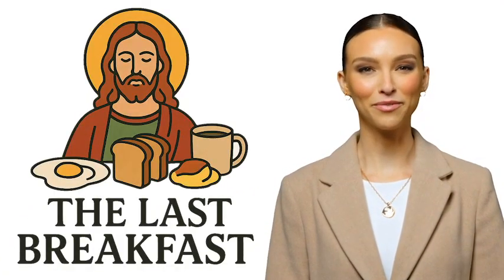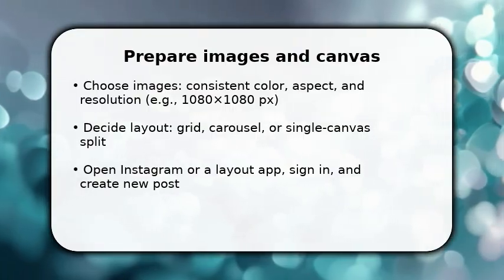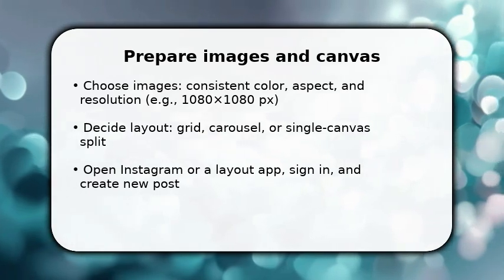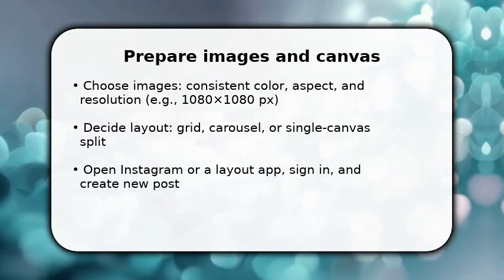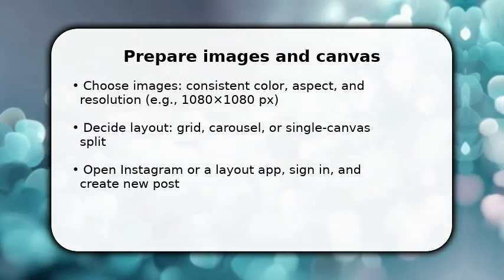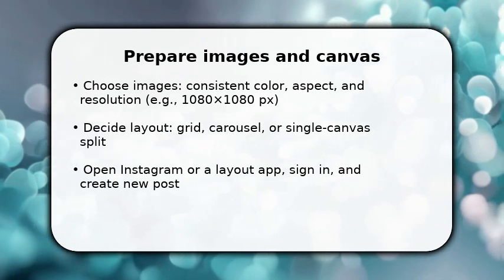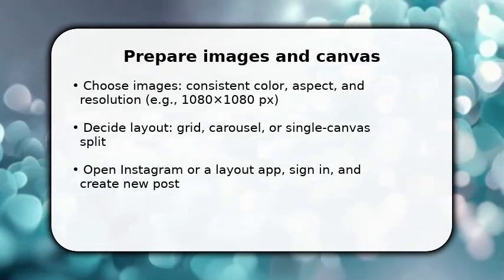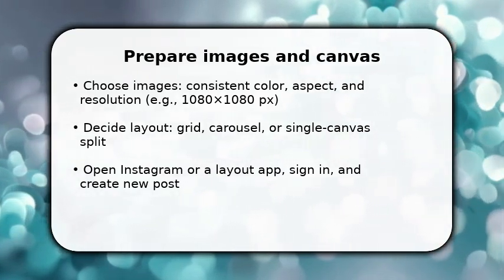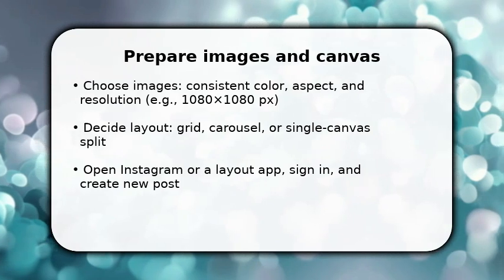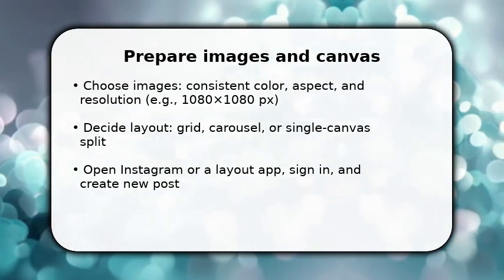Please enjoy the video. You start by gathering the photos you'll place into the layout. Pick images with similar exposure and the same aspect ratio so they align cleanly. Once selected, open Instagram or a dedicated collage app and choose the post type: single, carousel, or multi-swipe grid. Make sure you've set your canvas to the correct size, like 1080 x 1080 for a square.